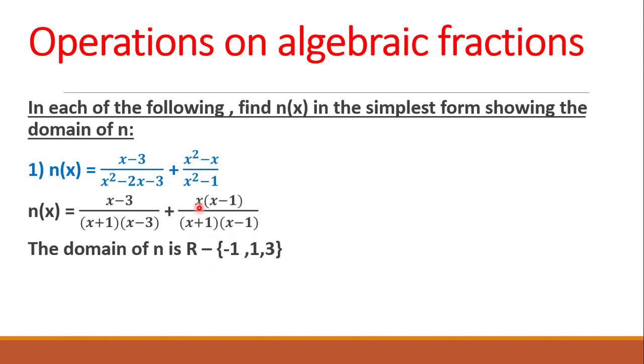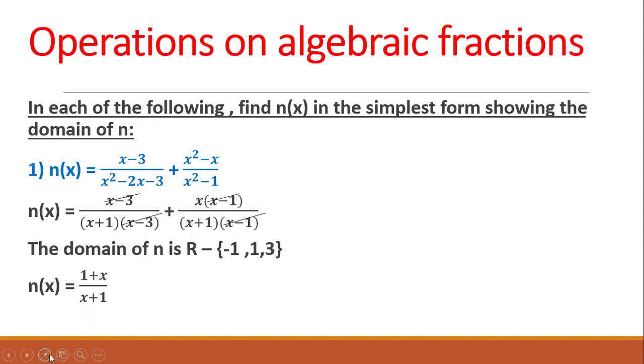Okay, can we simplify? Here, for example, we have x minus 3, and here we have x minus 3. Here we have x minus 1, and here we have x minus 1. So I'll simplify. Now n of x is 1 over x plus 1 plus x over x plus 1.